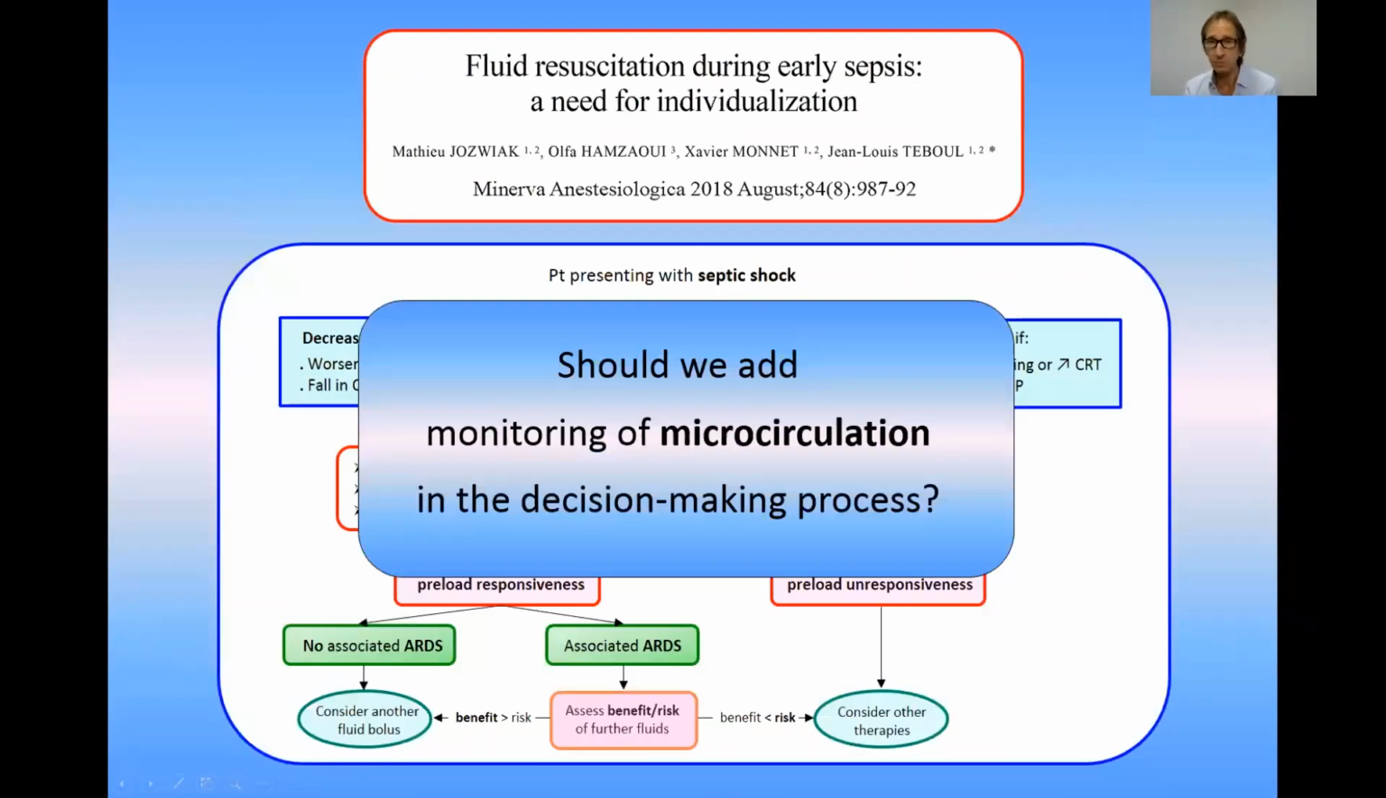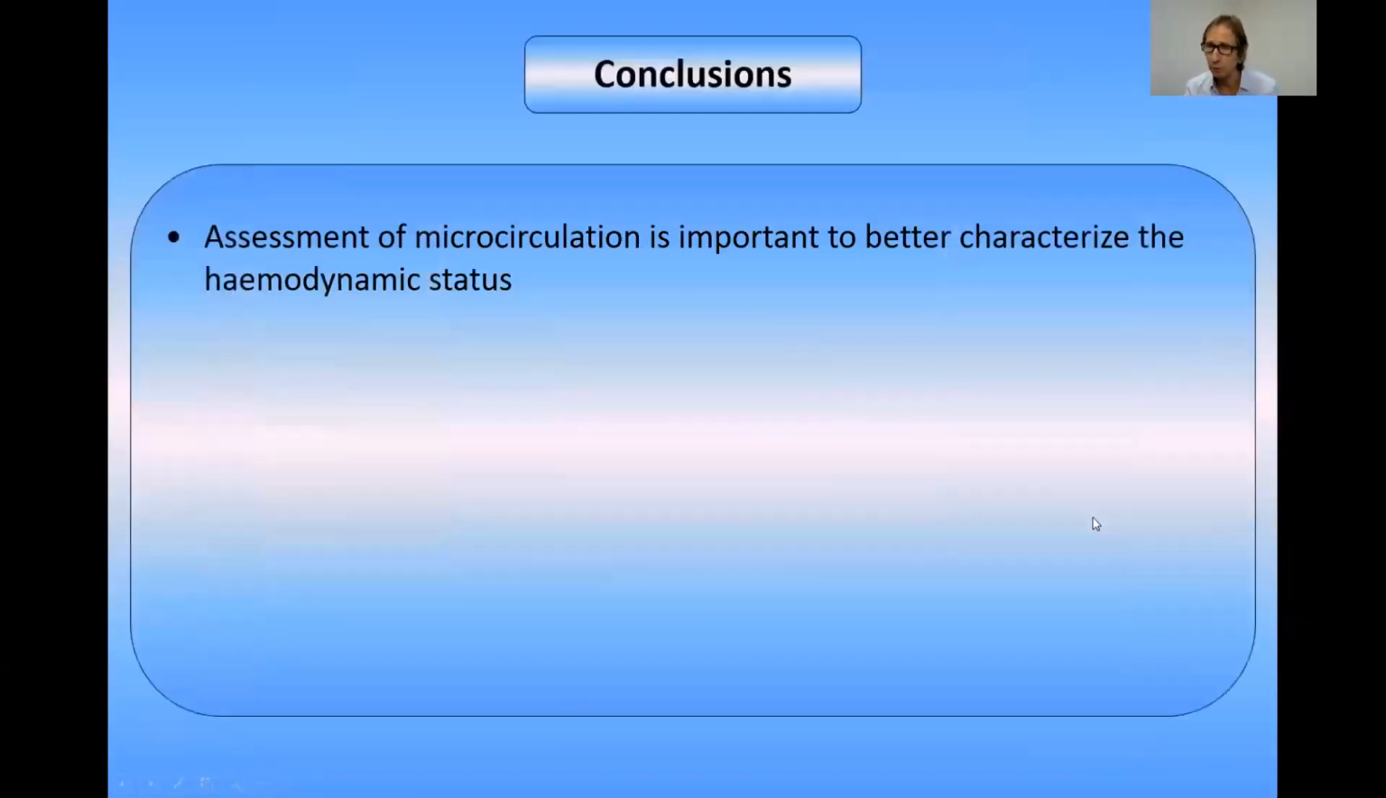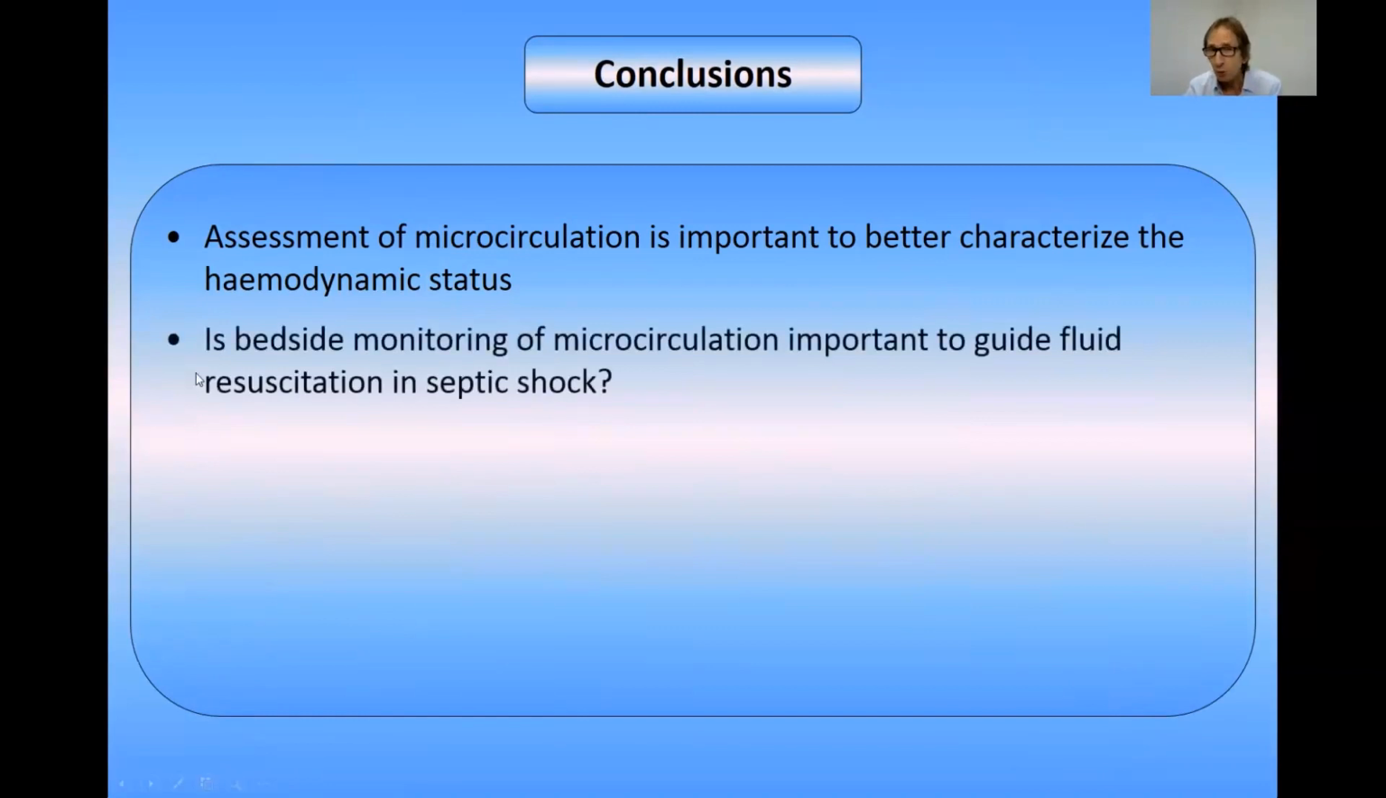So, how to answer this question: should we add monitoring of microcirculation to the decision-making process? I would say, for my conclusion, that first, assessment of microcirculation is important to better characterize the hemodynamic state, to have a more comprehensive picture of hemodynamics, of course. Regarding the question, is bedside monitoring of microcirculation important to guide fluid resuscitation in septic shock? My answer would be not sure.